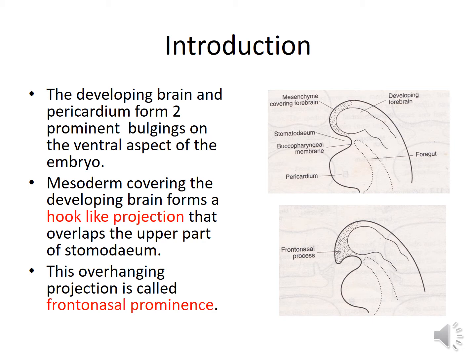Now, this developing forebrain develops a hook-like projection on the ventral aspect. This is known as frontonasal prominence. Now, this prominence and the process are one and the same thing. Some write it as process and some write it as prominence.